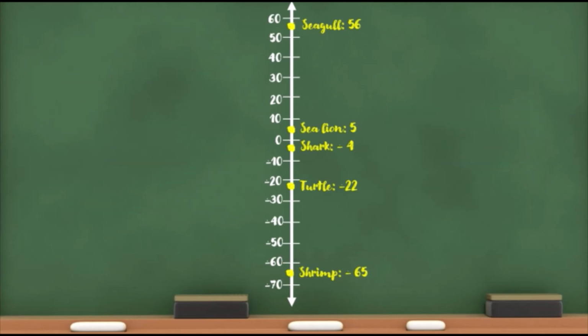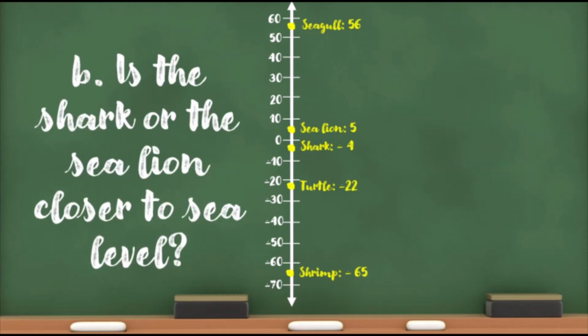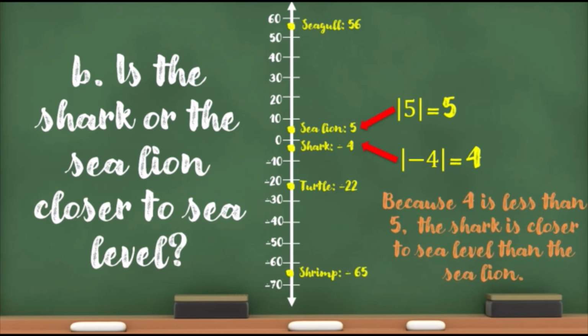Letter B. Is the shark or the sea lion closer to sea level? Because sea level is at 0 feet, use absolute values. The sea lion and the shark. The absolute value of 5 is 5. The absolute value of -4 is 4. Because 4 is less than 5, the shark is closer to sea level than the sea lion.